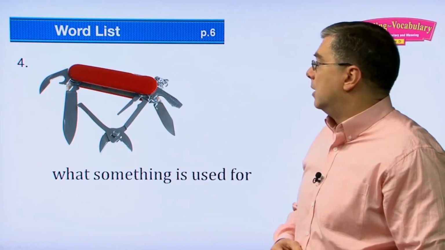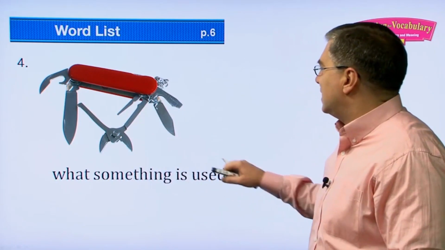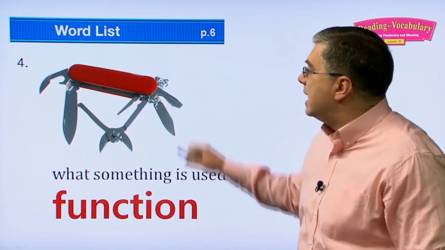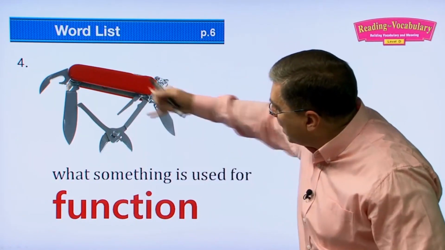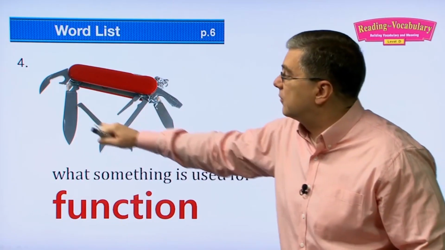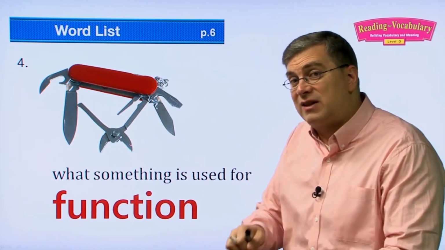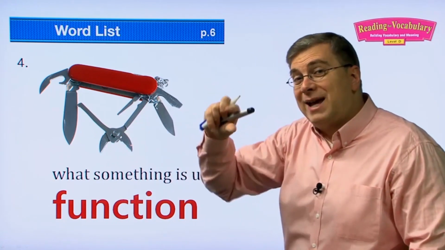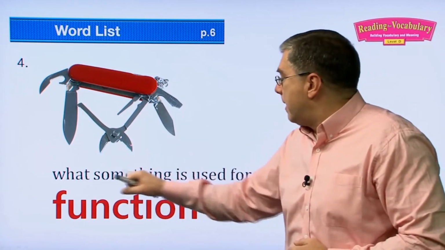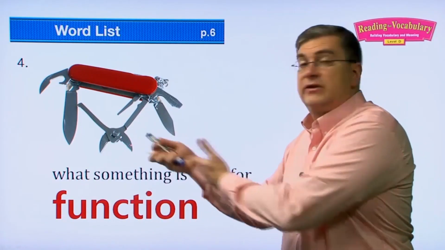Okay, next one. Do you have a knife like that? It's a Swiss Army knife, right? What something is used for. What is something used for? We can say, what is its function? If we look at this knife, there are many different parts, right? This has a different function from this. This knife, its function is just to cut. This pliers, its function is to hold something very tightly, right? So many things have different functions. What is the function of this tool?